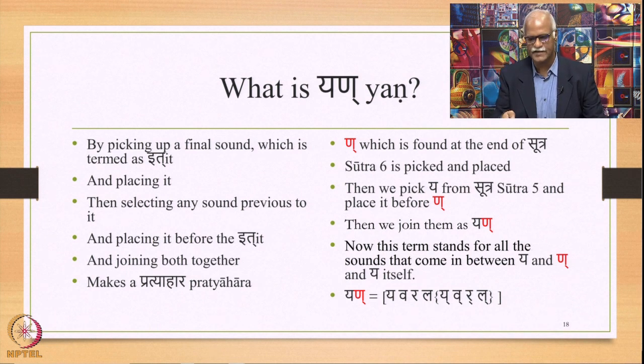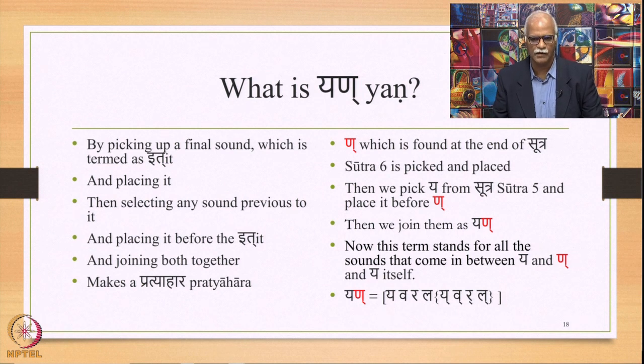So Yan stands for Ya, Va, Ra, which are part of the fifth sutra. T, which is a marker at the end of the fifth sutra, is not part of this set. And then we go to the sixth sutra, where La becomes a part of this set. So, Ya, Va, Ra, La, they are part of this set, which is denoted by the Pratyahara Yan.